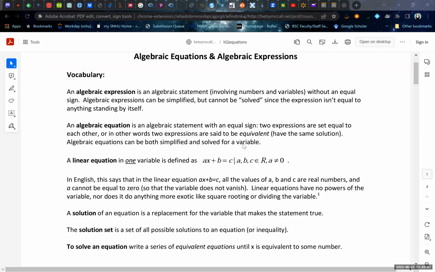So one thing to keep in mind is the difference between an algebraic expression and an algebraic equation. An algebraic expression is an algebraic statement that involves numbers and variables but has no equal sign. Algebraic expressions can be simplified, but they can't be solved. Once we actually introduce the concept of an algebraic equation, students often get these two kinds of things confused.